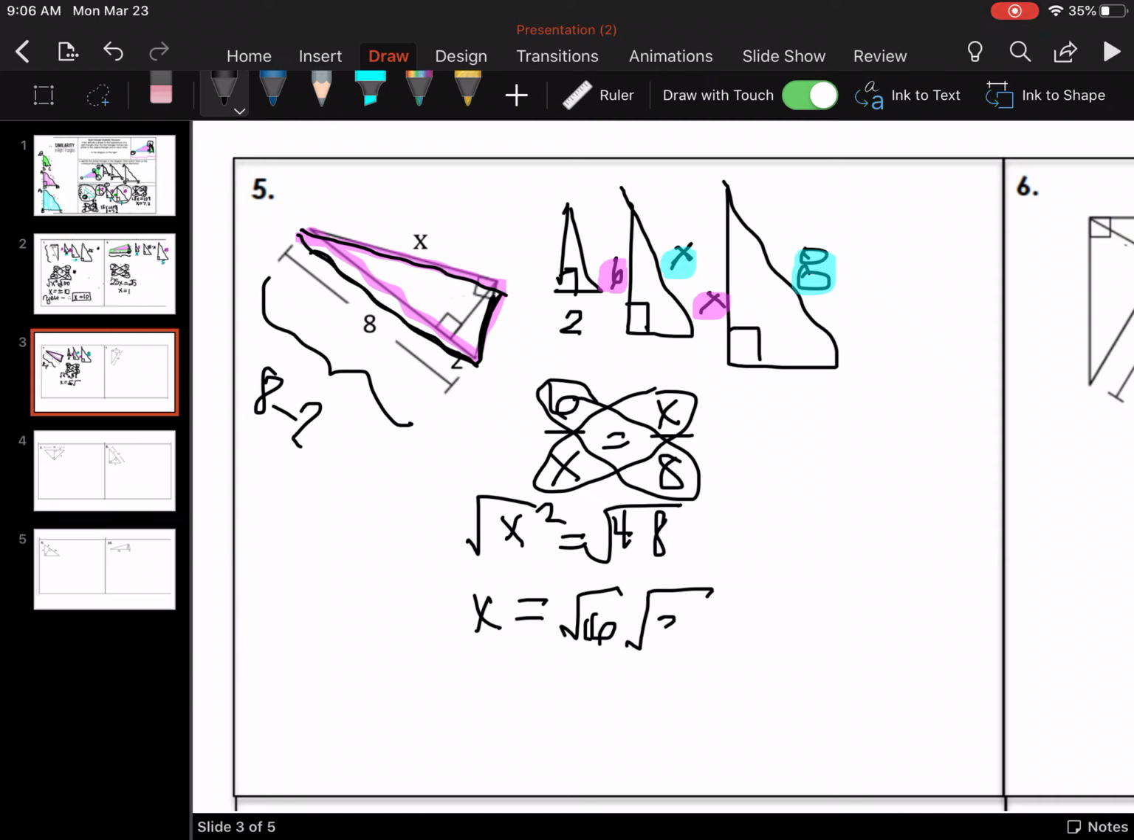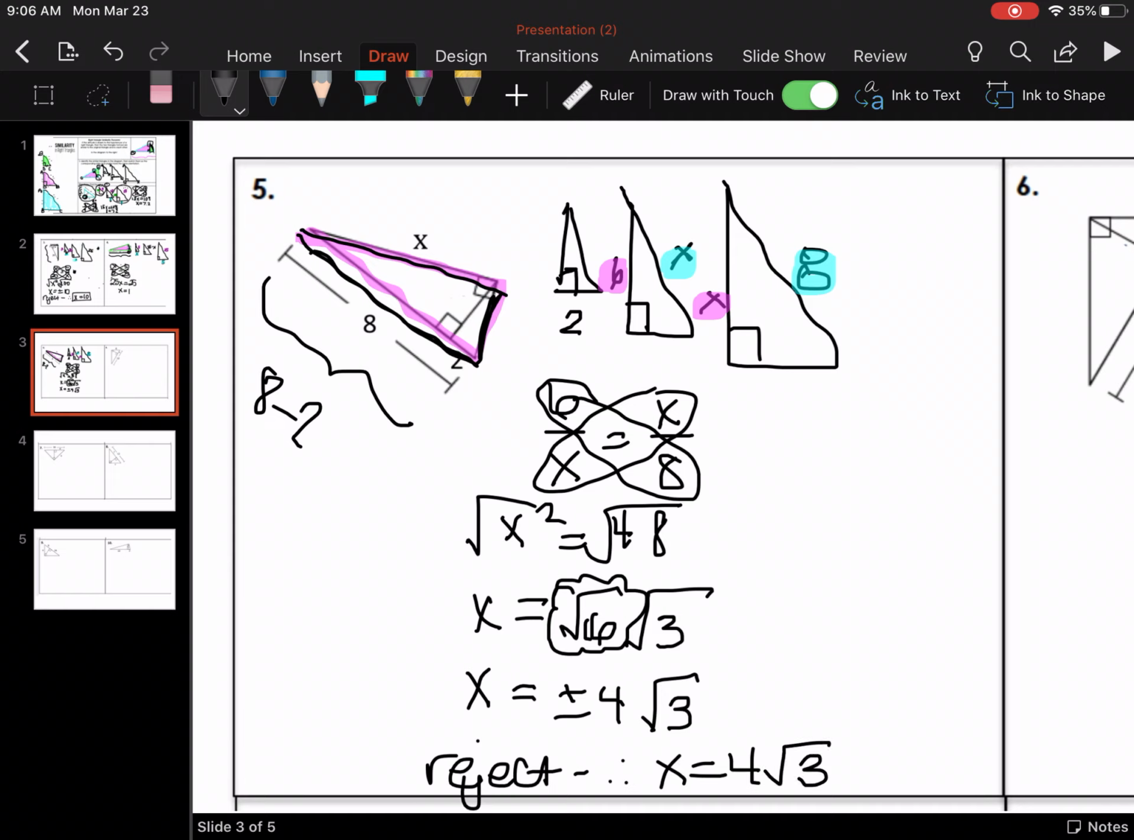16 times 3 is 48, and 16 is a perfect square. This right here is a perfect square. The square root of 16 is going to give me plus minus 4. And then you have your rad 3. Again, we are going to reject the negative. Therefore, x is just equal to 4 rad 3.